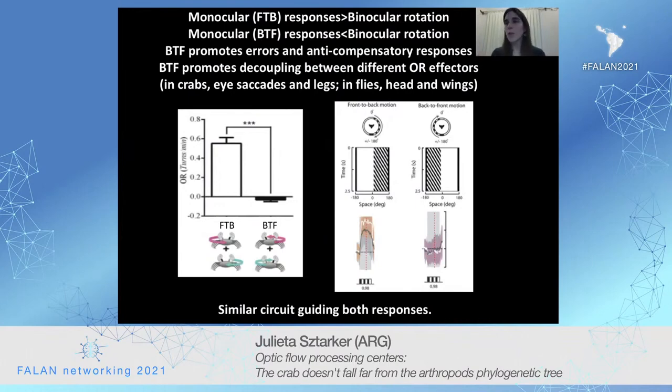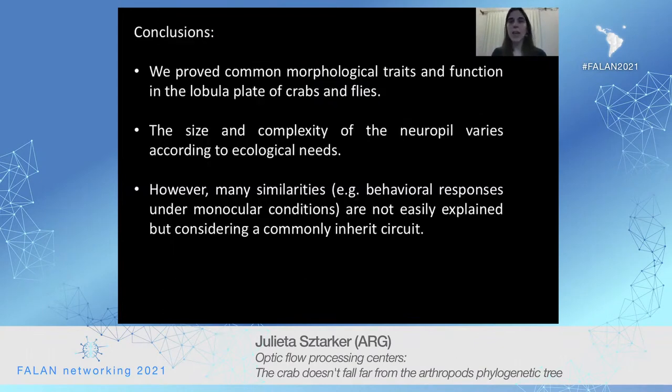If we record in the lobula plate, it is very probable that we will find more neurons responding to front-to-back motion than to back-to-front. So in conclusion, we have shown common morphological traits and function of the lobula plate in crabs and flies. The size and complexity of the neuropile varies according to ecological needs.